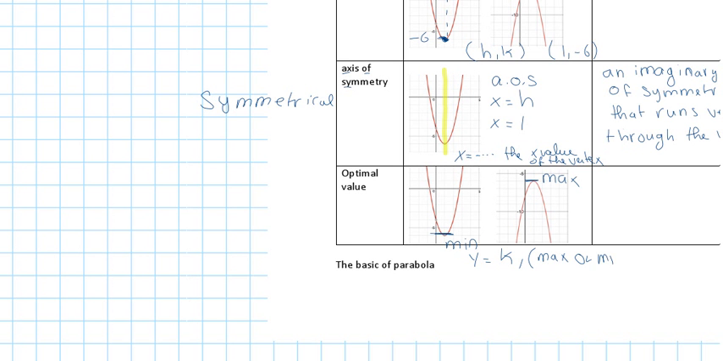So for the first graph, I am going to say for the optimal value, y equals -6, and it's a min. For the other graph, I'm going to say for the optimal value, y equals -6, and it's a max.